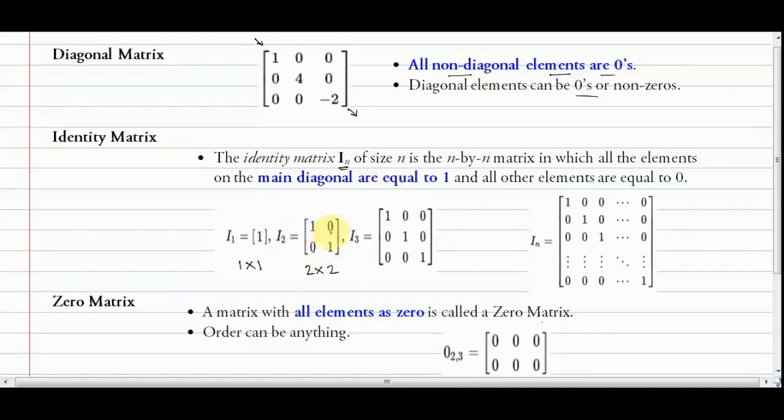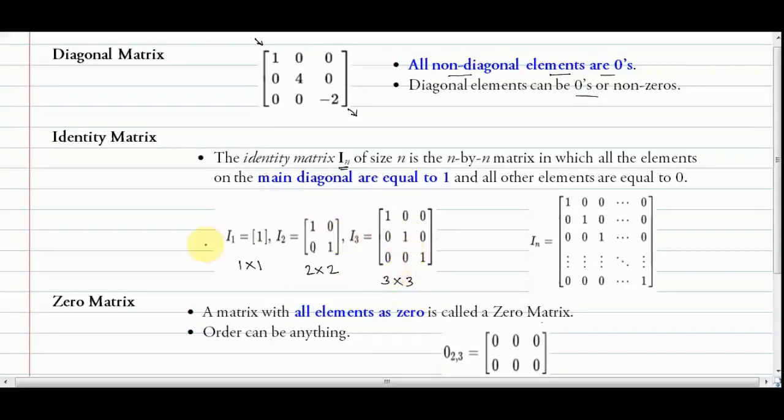So you can see that here we have 2 rows and 2 columns. Okay. Main diagonal elements are equal to 1, other elements are zeros. I3 will be representing a 3 by 3 identity matrix. So you can see that main diagonal elements are all equal to 1, non-diagonal elements are zeros.